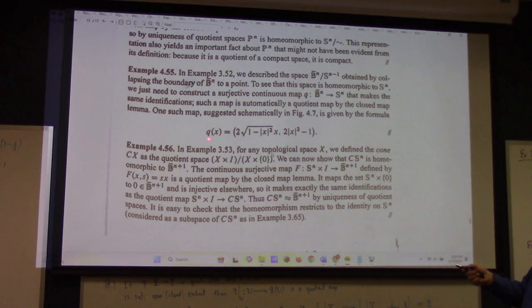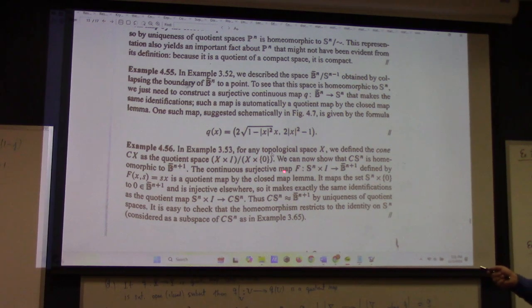So this is the map, this Q of x. Well, I'd have to work on this for a minute to understand it, but maybe that should be a homework problem, to explain example 4.55. I don't think it's that hard. I just think our time is up.